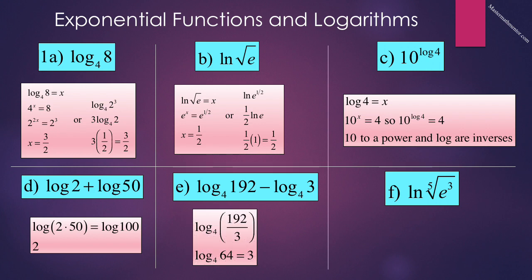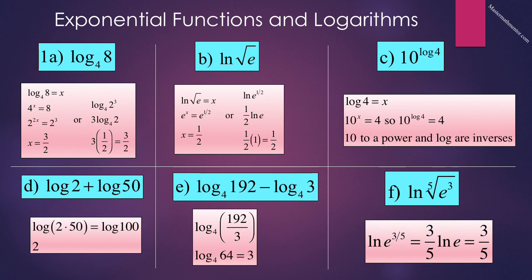E reads log base 4 of 192 minus log base 4 of 3. Each of these logs would be impossible to find algebraically. For instance, there is no rational number such that 4 raised to the x power is equal to 3. But again, we can use our log rules and write this expression as log base 4 of 192 over 3, which is the log base 4 of 64. And we know that 4 raised to the third power is 64. So log base 4 of 192 minus log base 4 of 3 is 3.